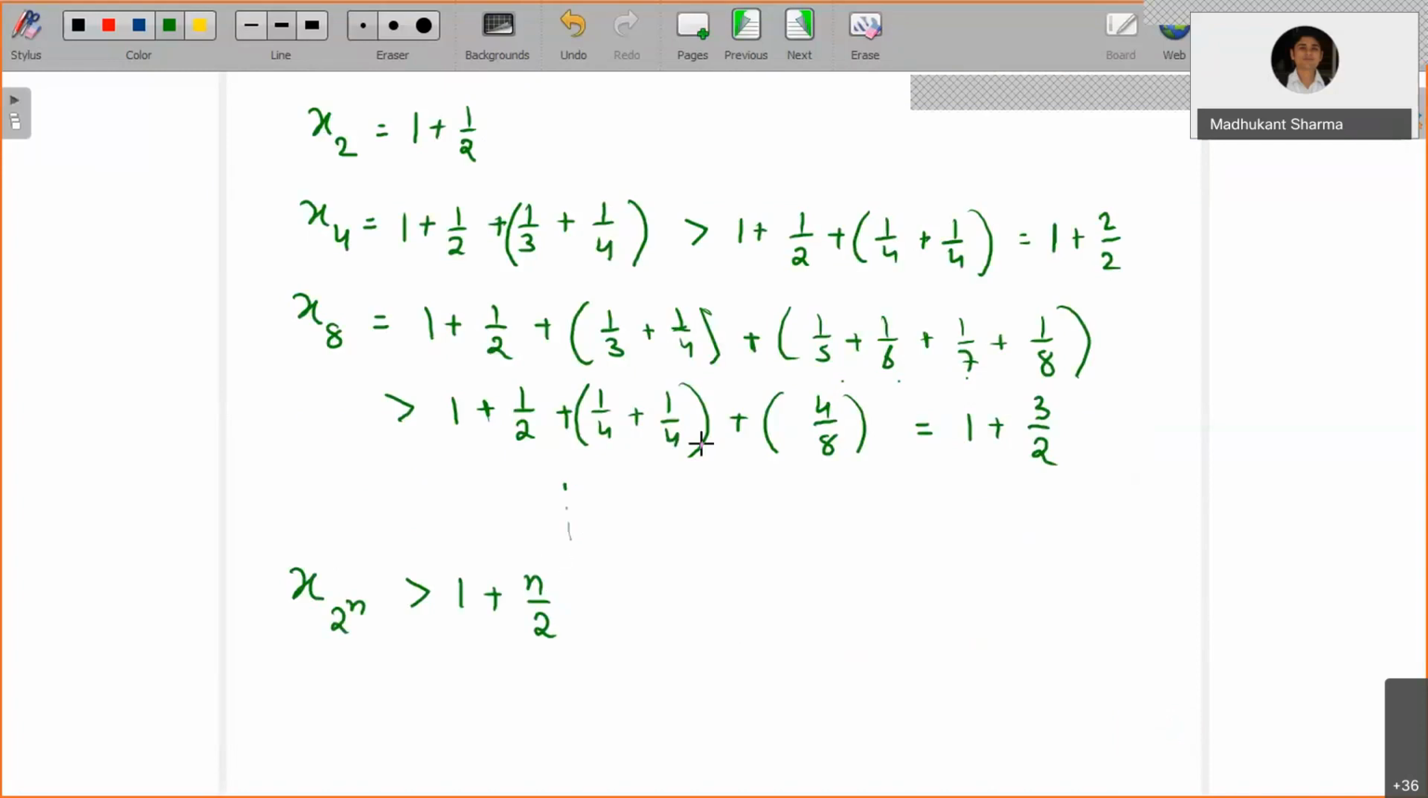Here we take pairs, 1 by 3 plus 1 by 4, and so on, so you are moving with 2 to the power n terms. So this is going to be greater than 1 plus n by 2, and you know this sequence is not bounded. So this does not converge; it will go towards infinity as n goes to infinity. So this is a harmonic series which does not converge.